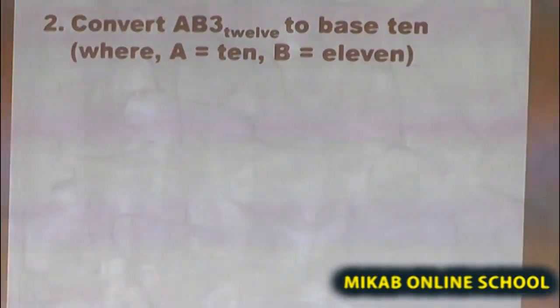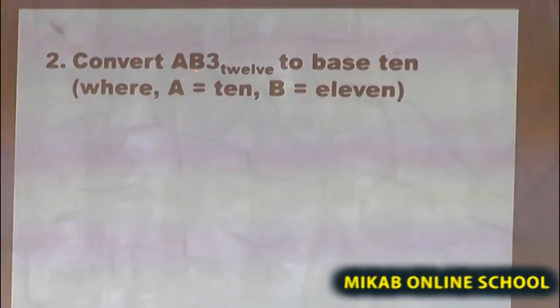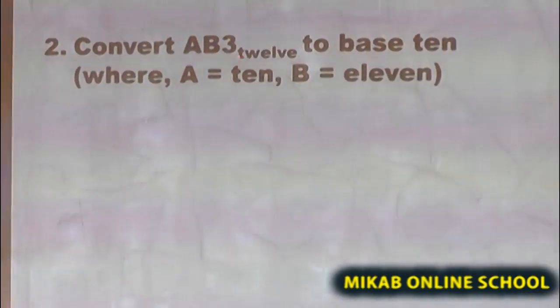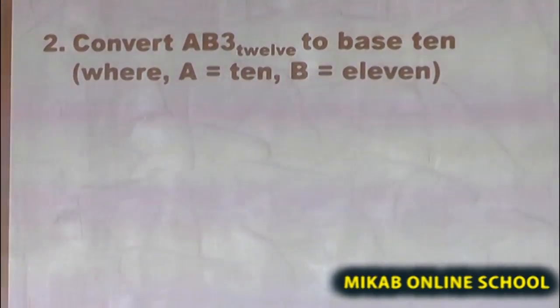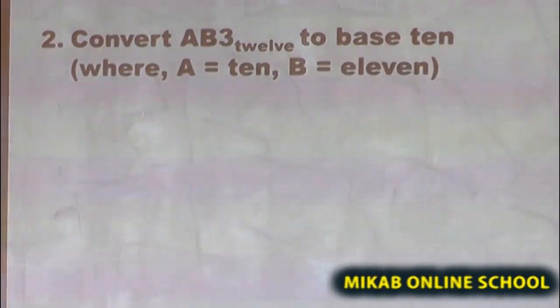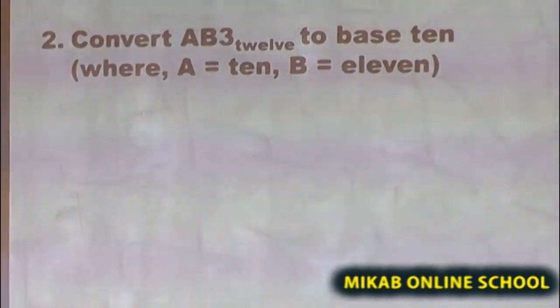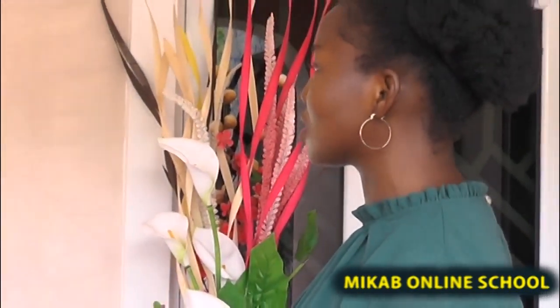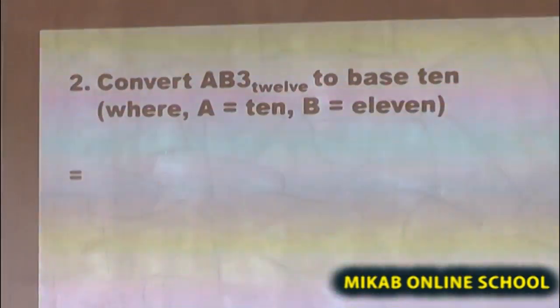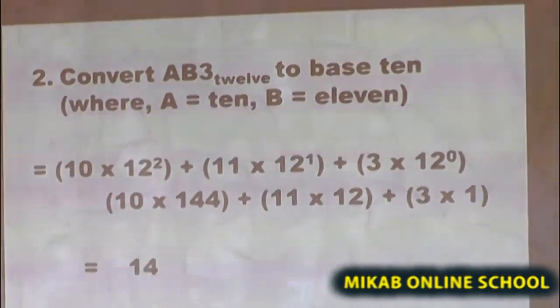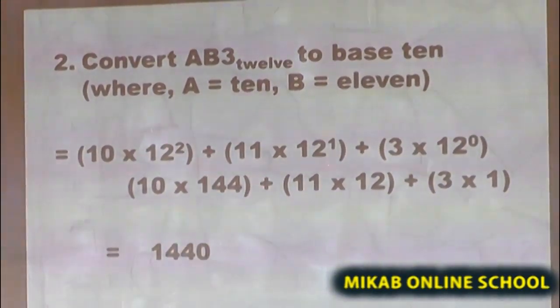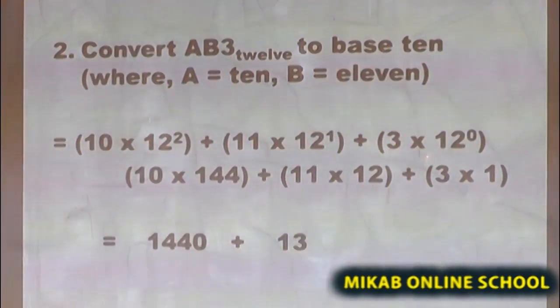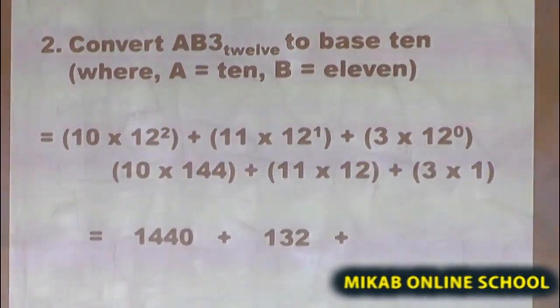Now, our letters are here again. We have to convert AB3 base 12 to base 10. We are converting from a base that is not base 10 to base 10. So we are going to simply use our expansion method by multiplying each of the digits by the base, giving power from the unit, which is the last digit: 0, 1, 2. So I'll have A times 12 raised to the power of 2 plus 11 times 12 to the power of 1 plus 3 times 12 raised to the power of 0.